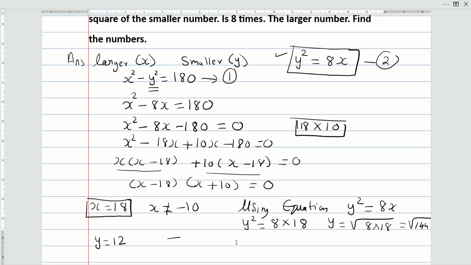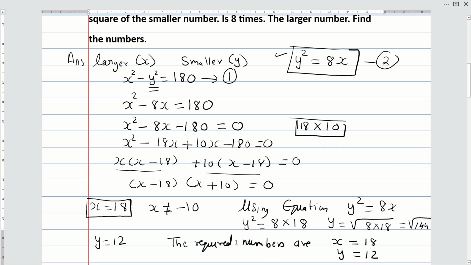The required numbers are the smaller number and the larger number. Let us write the larger number first. So the larger number is 18 and the smaller number is 12. I hope you understood how to frame the equation.